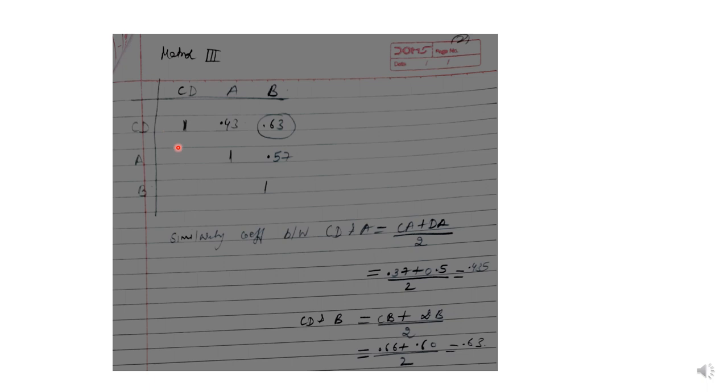For example, when we calculate the similarity index between C and D and A, this will be CA plus DA upon 2, because it will be the mean of 2. So this comes to be 0.35. Similarly between CD and B, it comes to be 0.63. So now from this we come to know that the highest similarity coefficient of C and D is with B. So CDB has more similarity index than A.